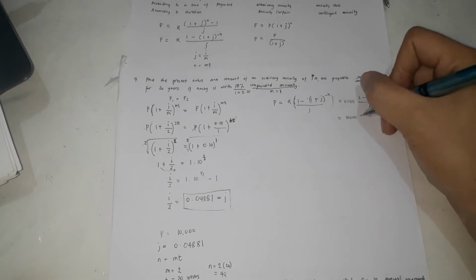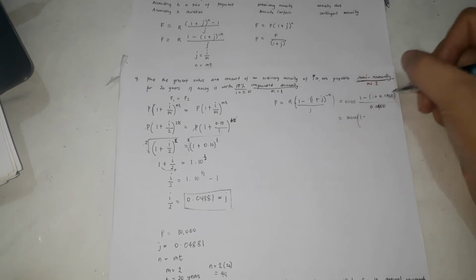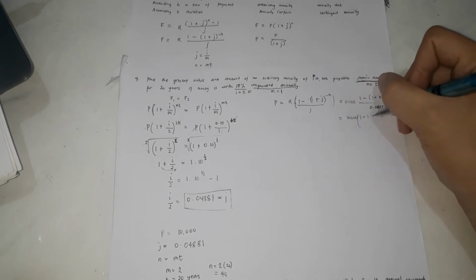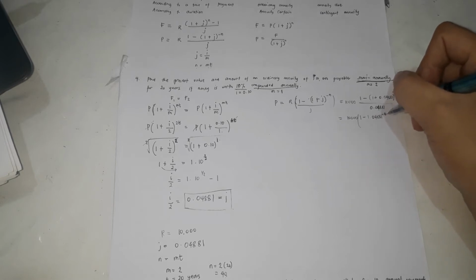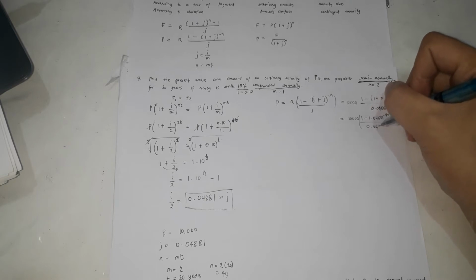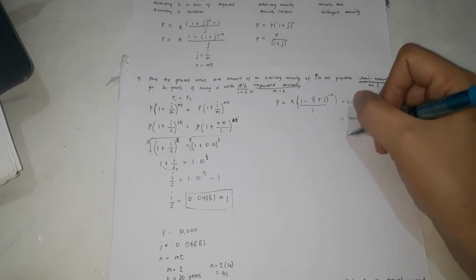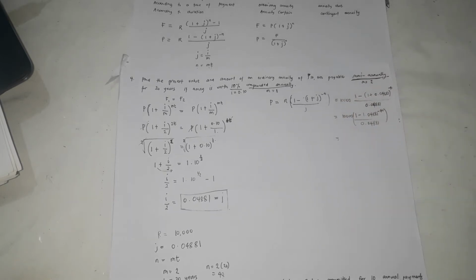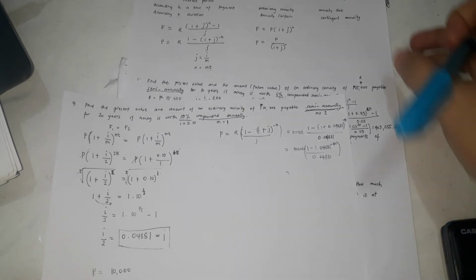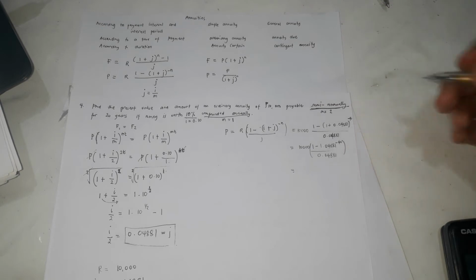10,000 times 1 minus 1.04881 raised to the power of negative 40 divided by 0.04881. What I did is I added this one, 1.04881. So as you can see here, you can solve now this one. So unahin mo muna.